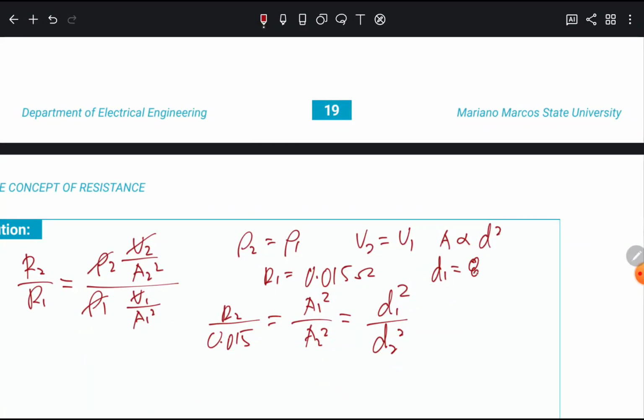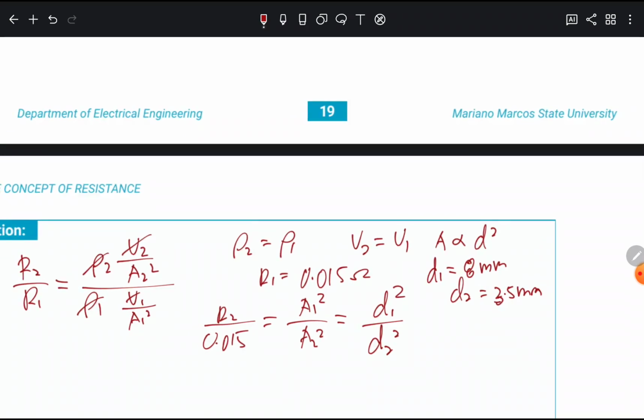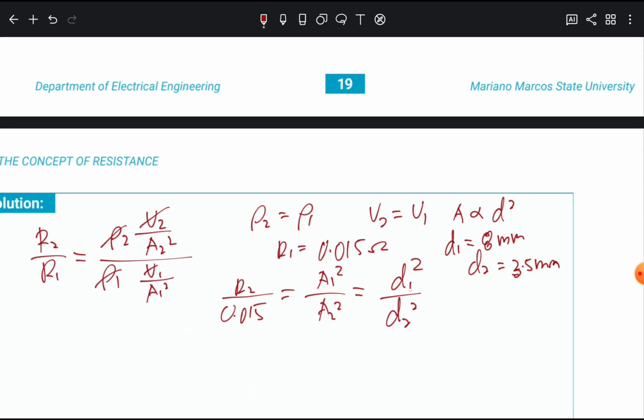d1 is 8 mm. And d2, it's reduced to 3.5 mm. We don't need to convert these diameters in circular mil area, or even in centimeter or whatever, because it will just cancel out as long as the diameter in the numerator is the same unit as the diameter in the denominator. So now d1 is 8 and d2 is just 3.5.